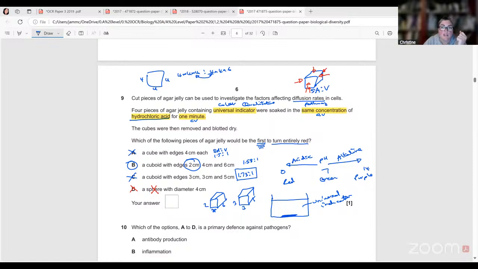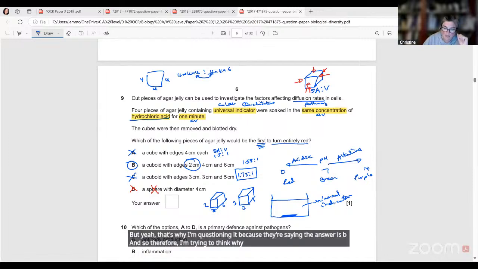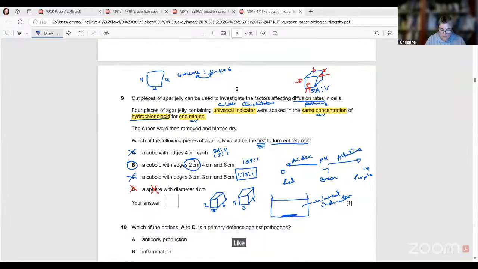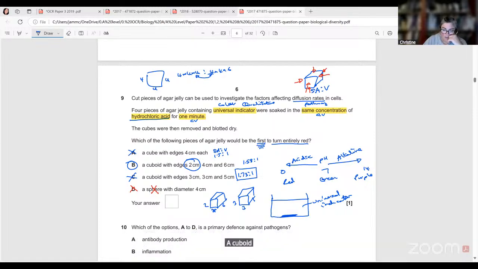Only 1 in 5 candidates achieve the mark on that one. Well, yeah, that's why I'm questioning it, because they're saying the answer is B. And so I'm trying to think why the answer is B on that one, because you would expect it to be the one with the highest surface area to volume ratio, like Paul agreed. So what am I looking for? Calculator. If you've done your calculations correctly, so what have we got? A cuboid with edges 3 by 3 by 5.